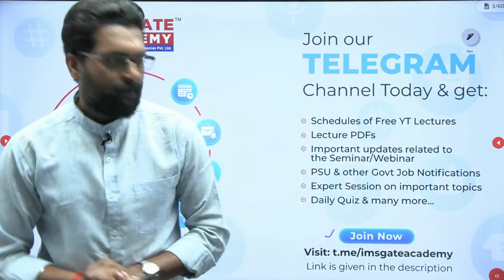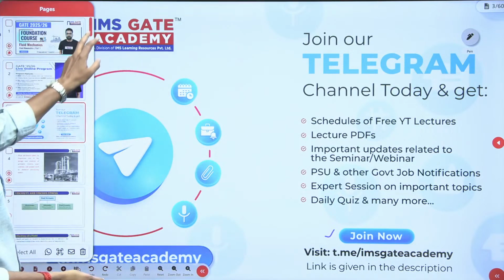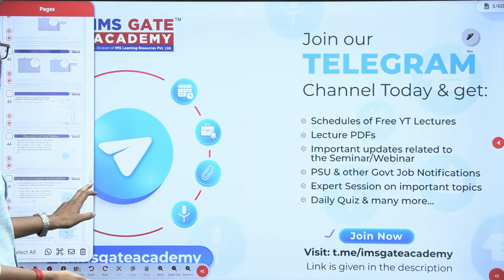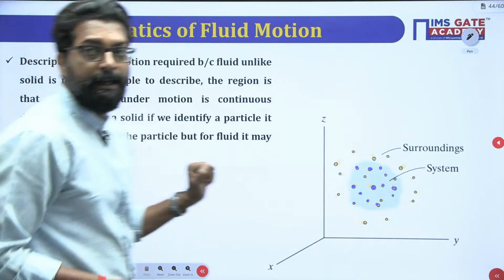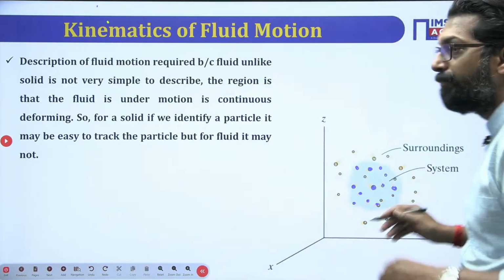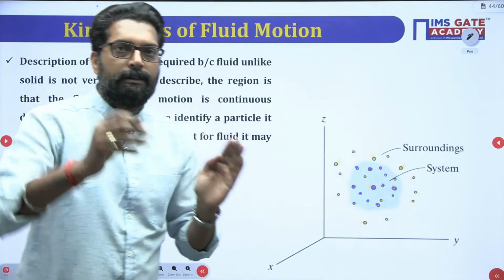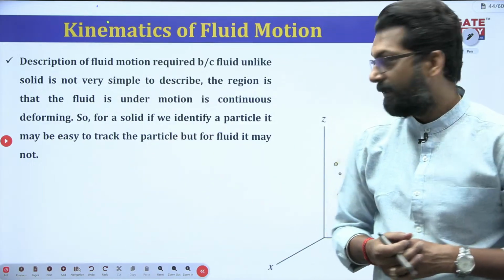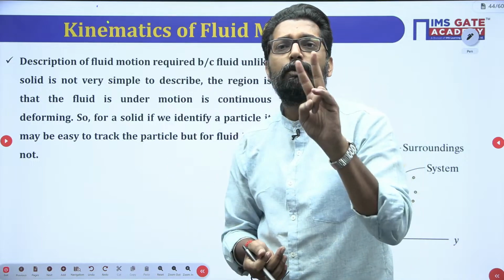Okay, now come to the main content part. This is a very important lecture I am telling you. Now, in fluid kinematics, if you are dealing with fluid kinematics, that means the behavior of the fluid particles. You have to find the velocity of the fluid particle and also the acceleration of the fluid particles. To study fluid kinematics, there are two approaches.